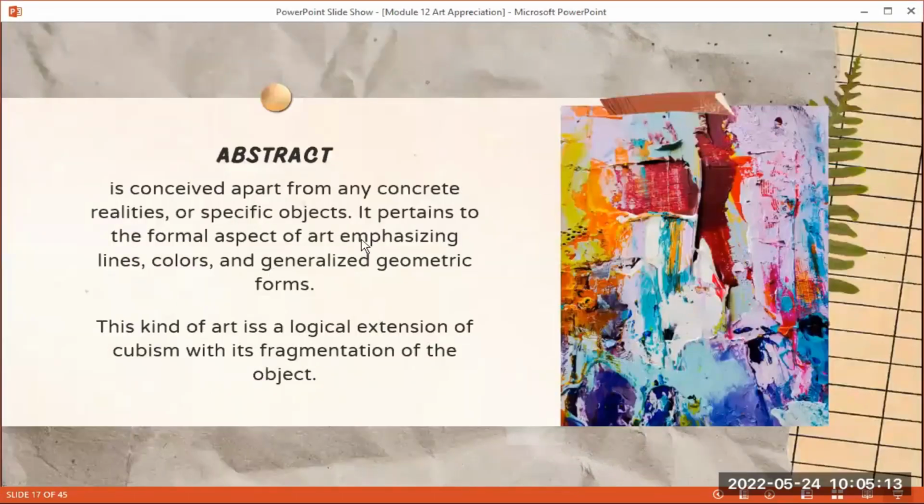Next is abstract. Now, abstract art is conceived apart from any concrete realities or specific objects. It pertains to the formal aspect of art, emphasizing lines, colors, and generalized geometric forms. Now, this kind of art is a logical extension of Cubism with its fragmentation of the object.